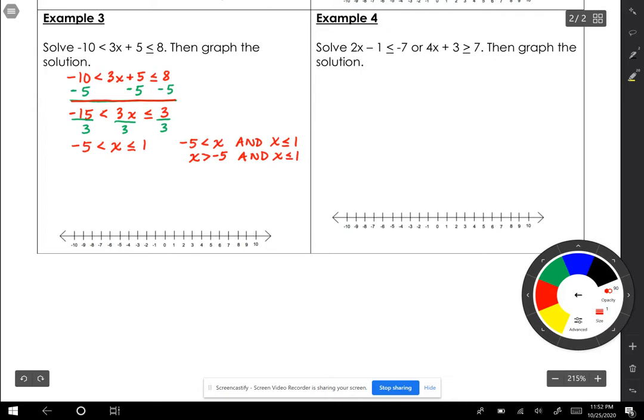So graphing this, x is greater than -5. So open circle here and closed circle there. So greater than -5 means arrow goes to the right, and less than or equal to 1 means arrow goes to the left, and eventually they meet up right like that. And that is your answer. So you can write your answer like this, or either one of these ways.